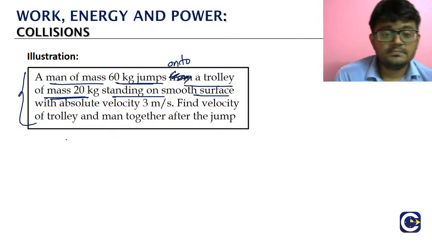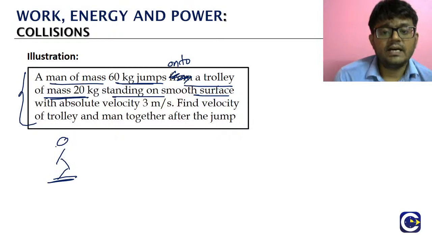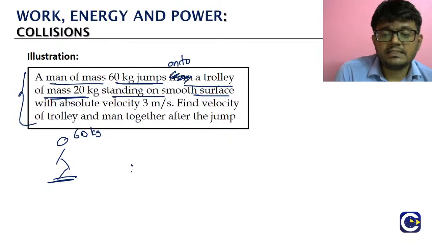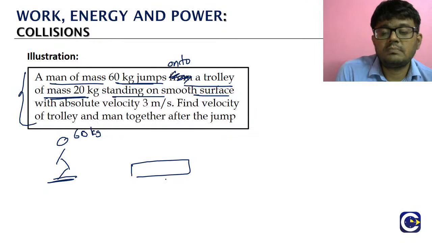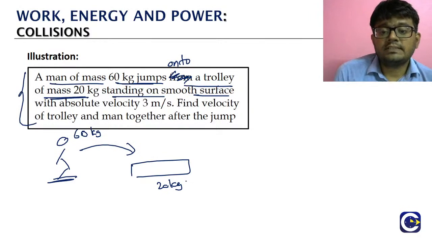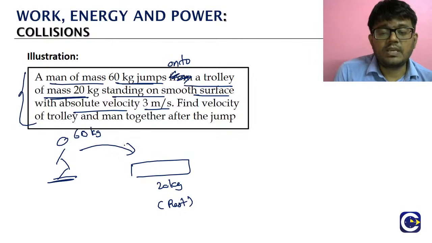So there is a man having a mass of 60 kg. There is a trolley. What is the mass of the trolley? It is 20 kg. He is jumping on. This trolley is standing, so this is at rest. He is jumping onto the trolley with an absolute velocity of 3 meter per second. So his velocity is 3 meter per second. He is jumping onto the trolley.